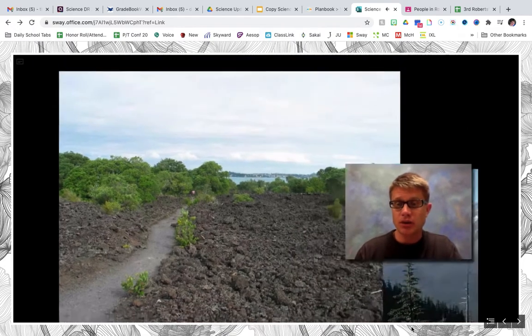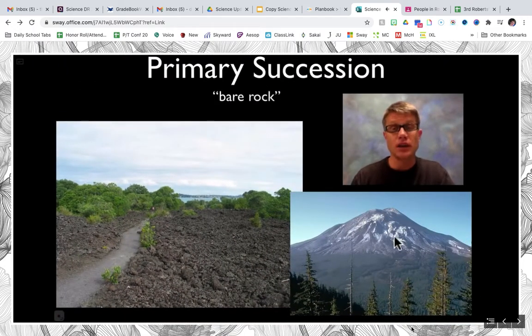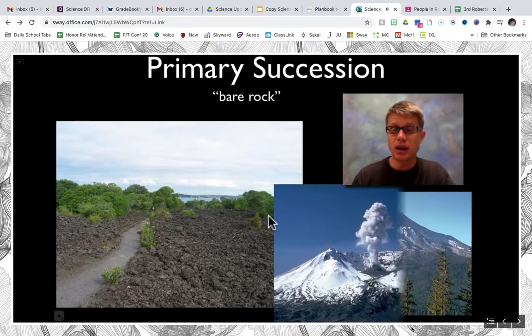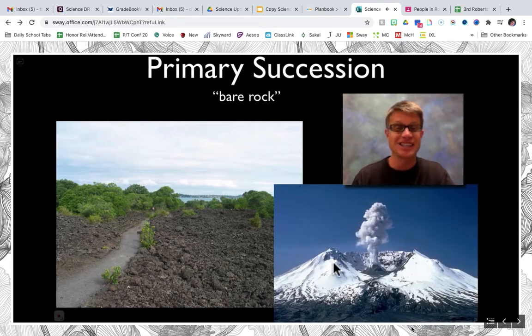Another example of primary succession is right here. This is a picture of Mount St. Helens the day before it exploded. After it exploded, it looked just like this. And so here in Montana, we had about that much ash everywhere. And that just came from the top of this mountain as it exploded.